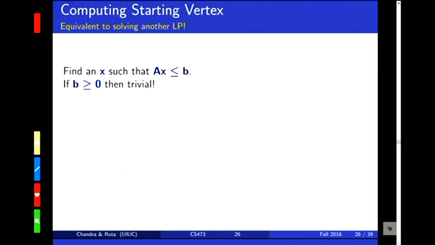But why should we have that? And to find a starting vertex is equivalent to kind of solving another LP. So here, if B is non-negative, then there is a trivial feasible point here, which is just x equals 0. Right? If I set x equals 0 and B is all non-negative coordinates, then x equals 0 is feasible. But otherwise, you have to solve this another linear program.